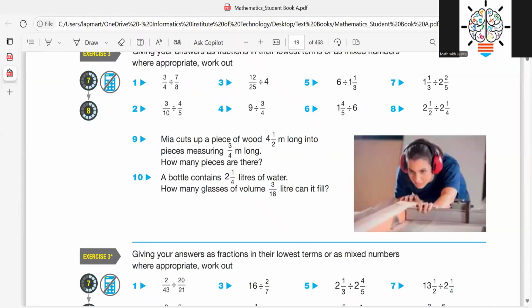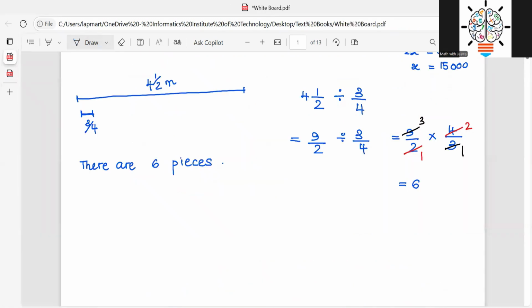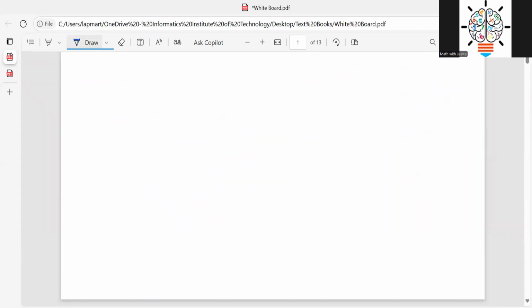Then we will move to the next one. A bottle contains 2 and a quarter liters of water. I'm not good at drawing, but I want to have this kind of thing, right?